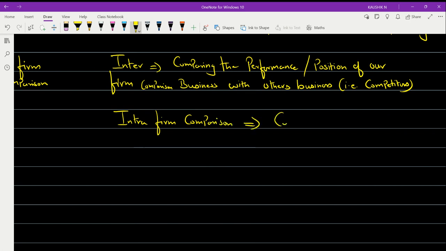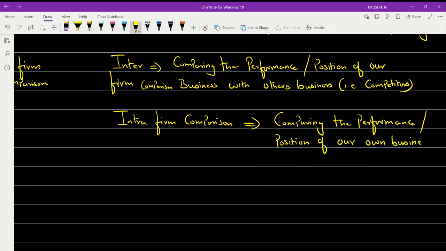When I talk about intra firm comparison, this is nothing but comparing the performance or the position of our own business over a period of time.